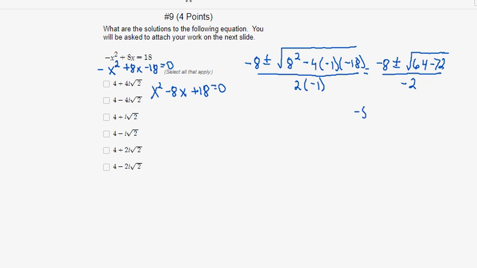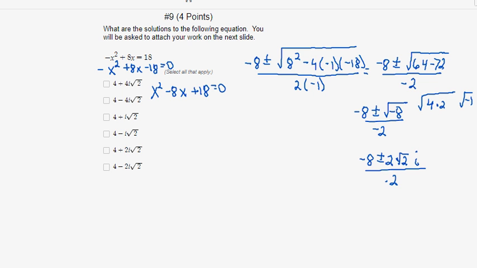So we have negative 8 plus or minus the square root, negative 8 divided by negative 2. We know that negative 8, we can write this as the square root of 4 times 2 times the square root of negative 1. So now this time we're going to pull out that square root of 4, which is 2, times the square root of 2, and the square root of negative 1 is i. And that's divided by negative 2.